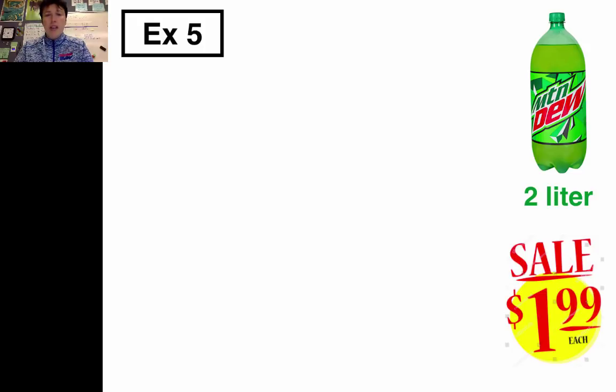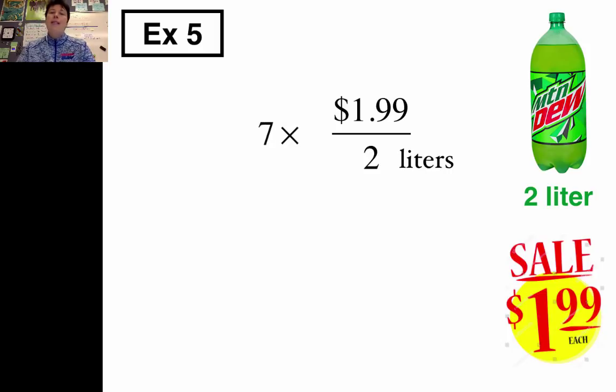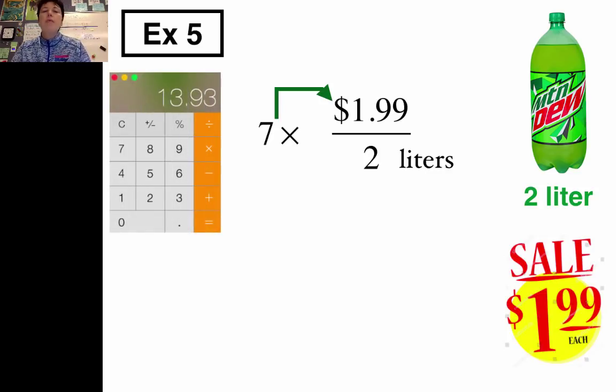All right, but you're having your friends over to your house, and you're going to need more than just one bottle of Mountain Dew. You're going to need a few. So our ratio is it's $1.99 for 2 liters. But you want to buy 7 bottles because you've got a bunch of people coming over and you're throwing a party. So what we're going to do is we're going to multiply 7 times $1.99. And we can do that in our calculator. 7 times $1.99 is 13.93.